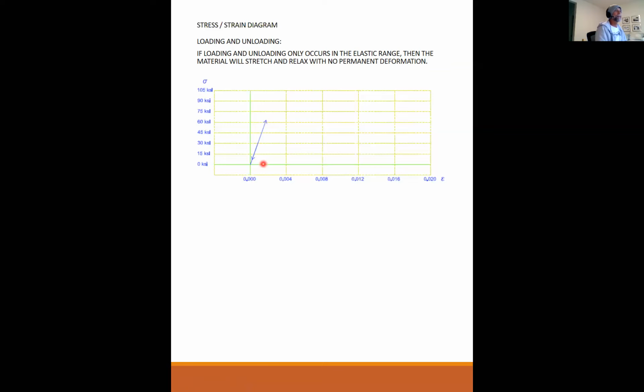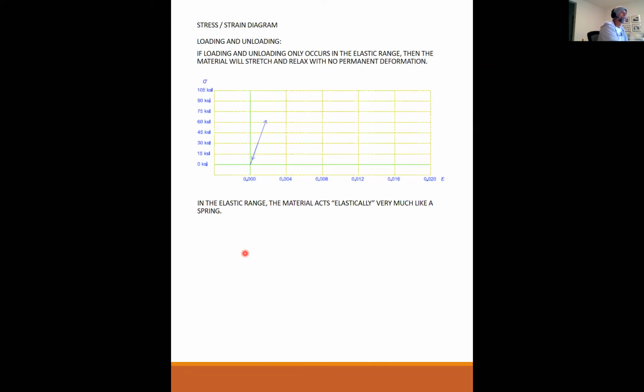So if you took a piece of rebar that's 12 inches long and you pulled it, but you did not exceed the yield stress of that rebar, when you let go of it and pull it out of the machine, it will be 12 inches again. There's no permanent deformation.